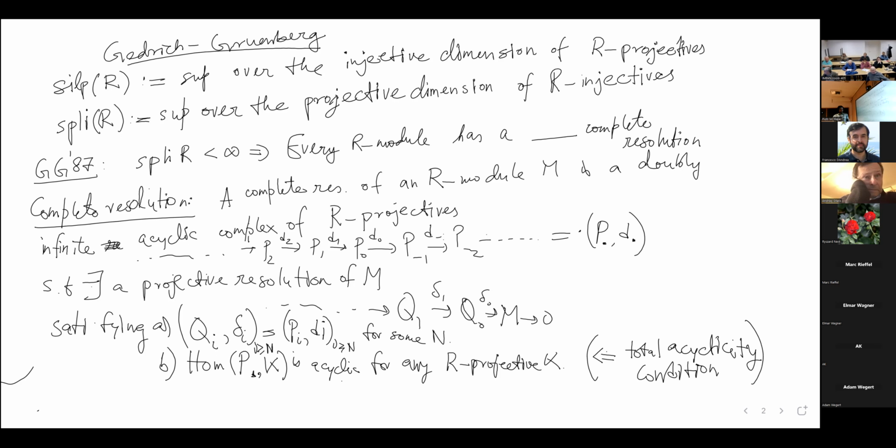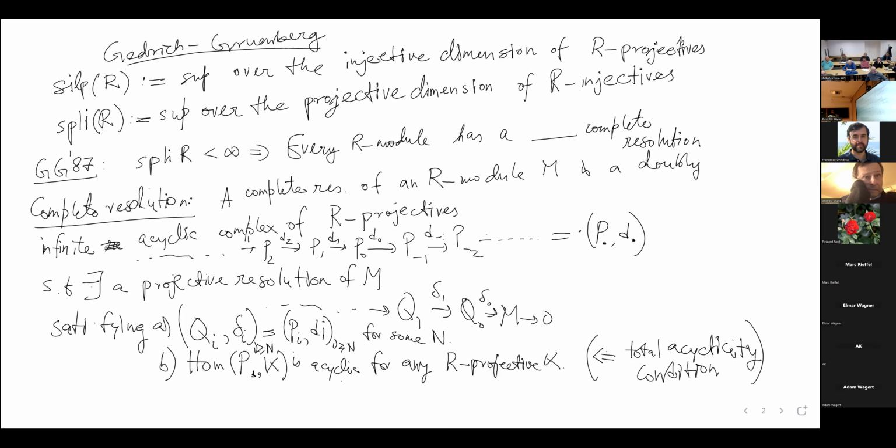In other words, a totally acyclic complex is a doubly infinite acyclic complex of projectives such that Hom from that complex to anything projective is acyclic. This is now considered a very standard definition, but it wasn't in the 80s. In particular, if K is equal to R, you have acyclicity of the dual complex. So this makes it self-dual in a sense.